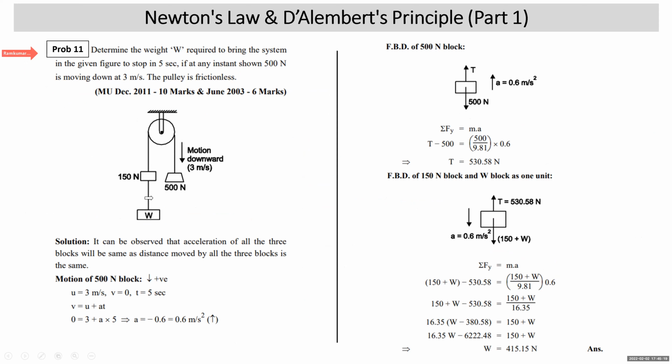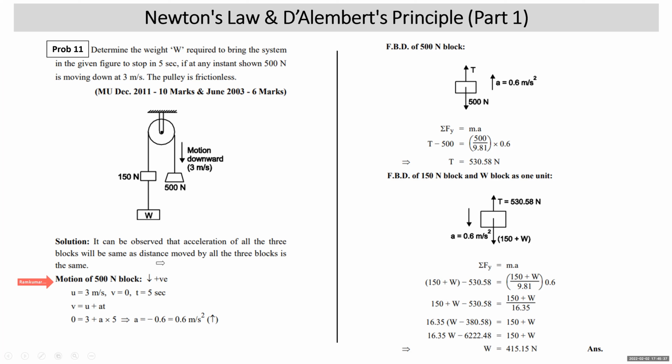You can observe that there are 3 blocks in the system, but they are connected in such a way that during the motion, acceleration of each block will be the same. How can you say acceleration of each block is the same? Because they will be moving by the same distance. To begin with, we consider motion of the 500 Newton block.